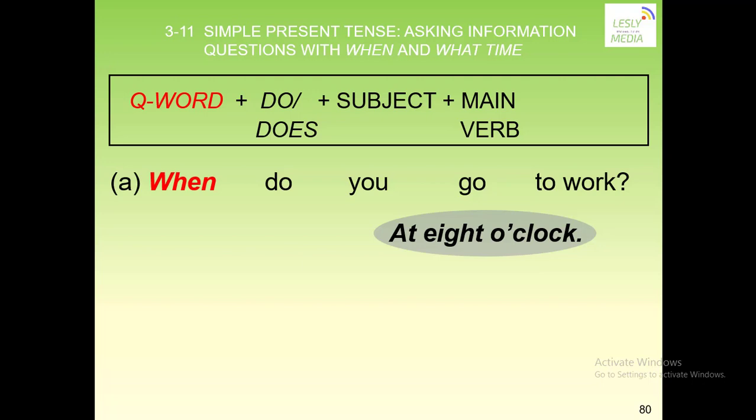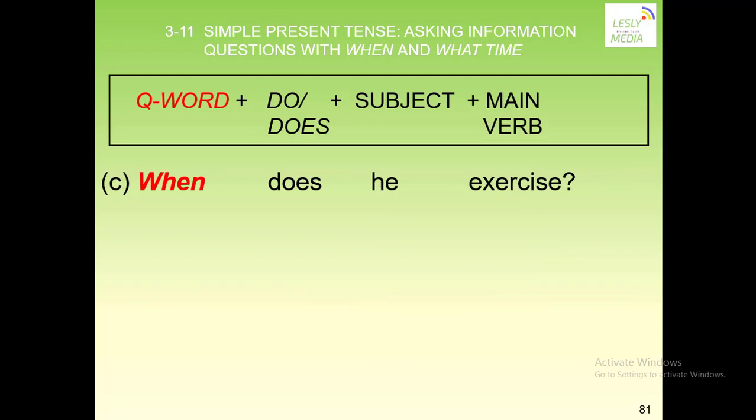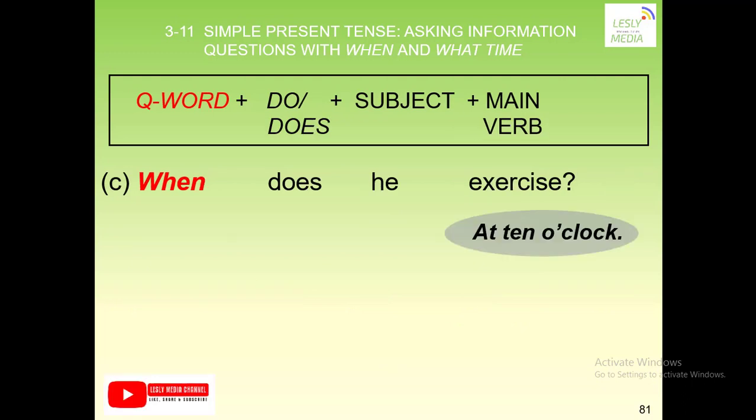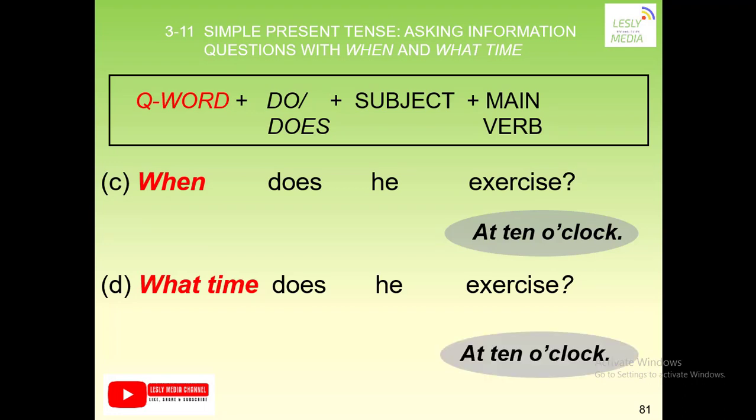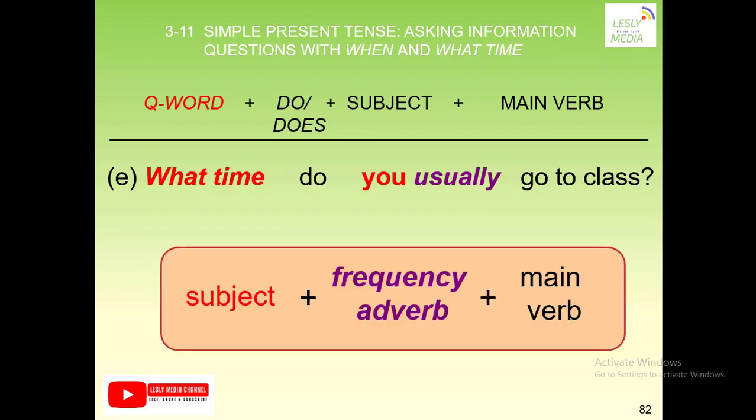So for example, when do you go to work? At 8 o'clock. What time do you go to work? At 8 o'clock. Actually, it's the same. When does she exercise? At 10 o'clock. What time does she exercise? At 10 o'clock. What time do you usually go to class? Okay, you have to pay attention. Subject plus frequency adverb if you use frequency adverb, and plus verb 1. So remember, frequency adverb is in front of the verb 1.